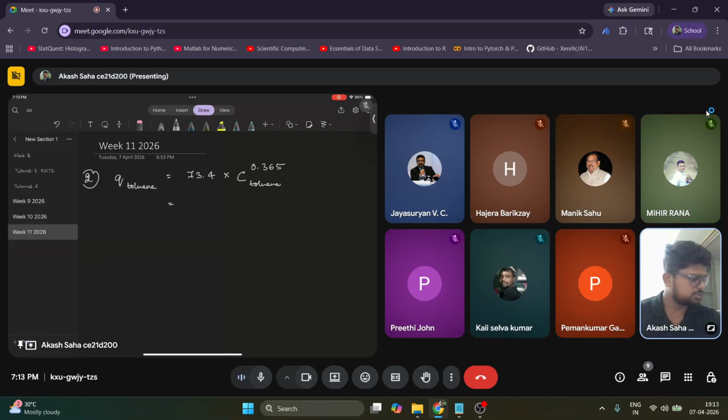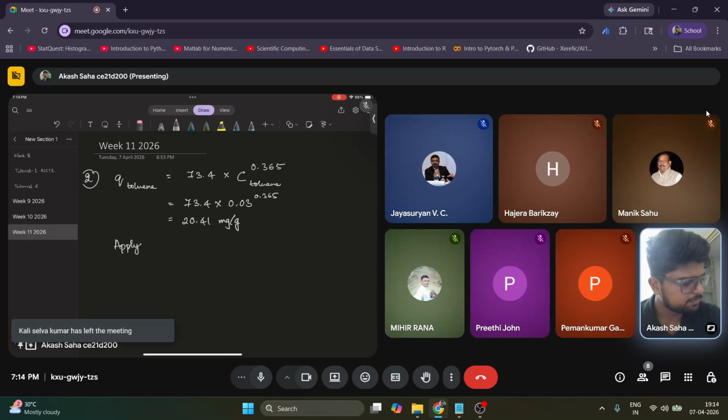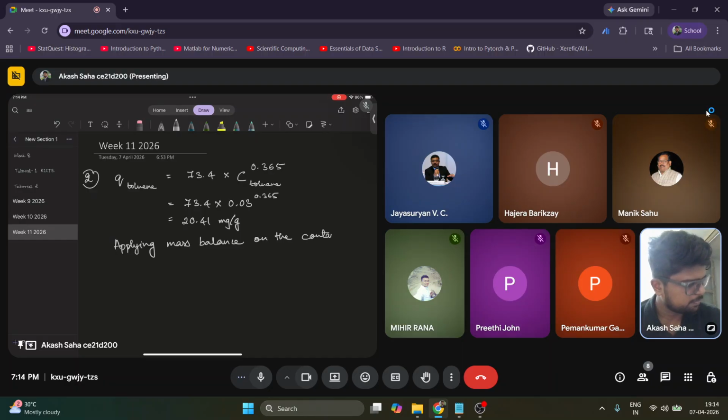So if we put the equilibrium concentration in the end, which is given as 0.03, so 0.03 to the power 0.365, the Q we will get as 20.41 milligram per gram. So milligram of contaminant per gram of the adsorbent. Now we will apply mass balance on the contaminant to get the dose of activated carbon.